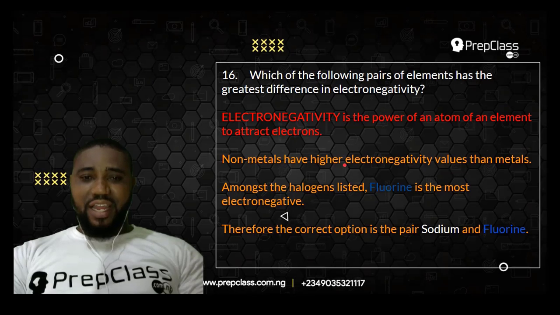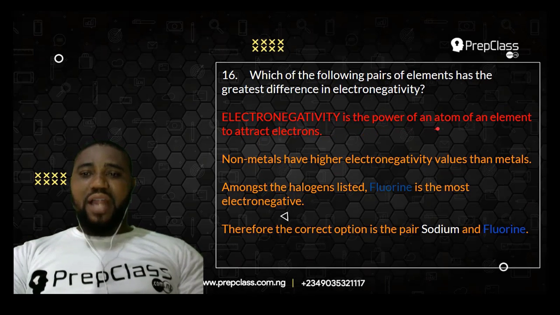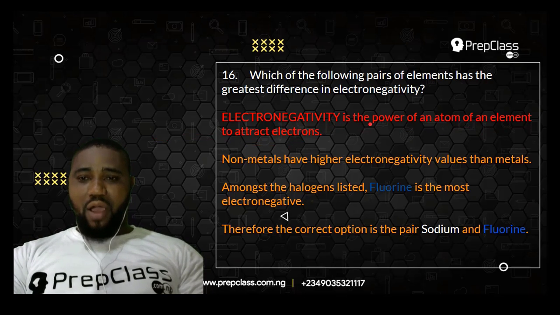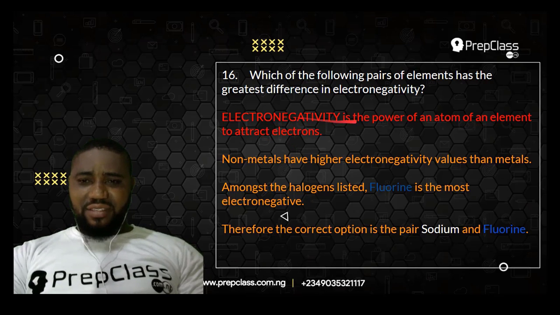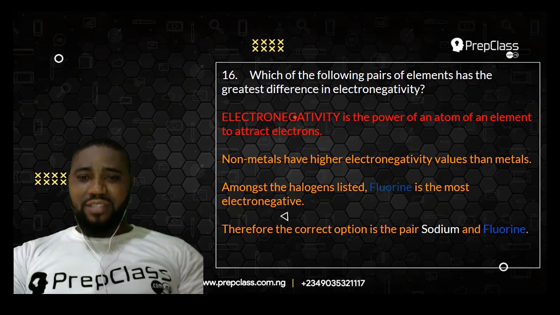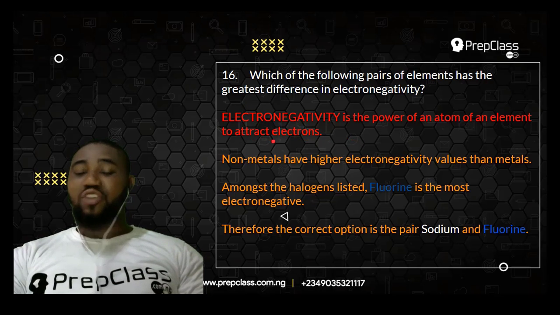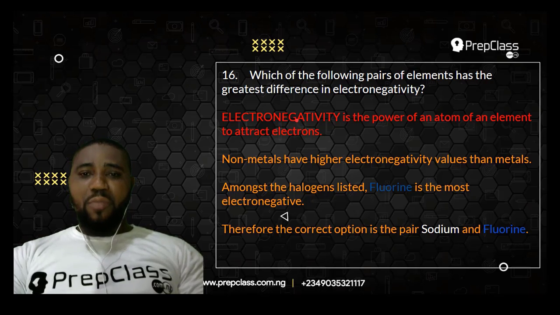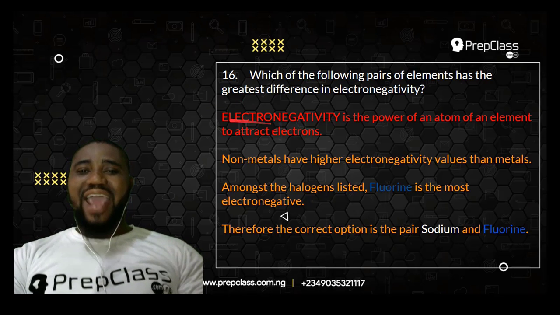First of all, what is electronegativity? Electronegativity is the power of an atom of an element to attract electrons. Hearing this, that simply tells you that electronegativity should be ascribed to what? Electronegative elements, which are usually basically non-metals. So non-metallic elements usually have high electronegative values.